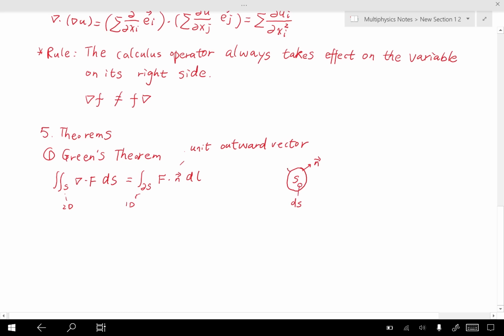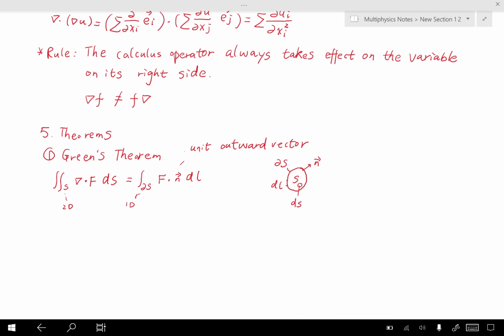So again, what does the product of F and N mean? So F here could be a tensor of any order. It could be a scalar, a vector, or a second order or higher order tensor. So what's the meaning of a dot product? So we have a product of U and V. What's the meaning of it? Projection, right? We have something, and we project one onto the direction of the other one.